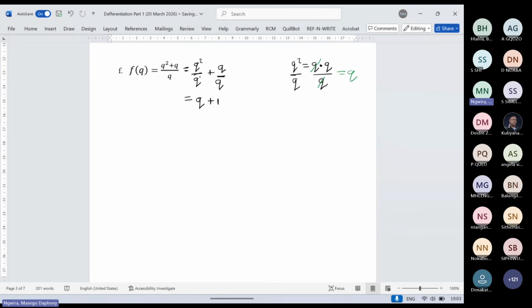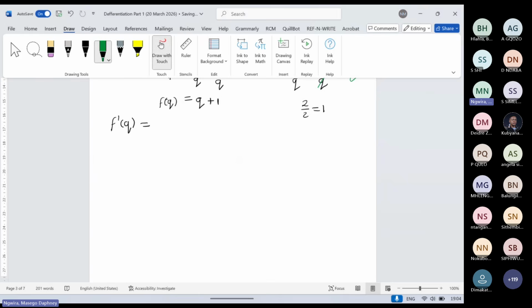And then q divided by q is 1. A number divided by itself is 1. 2 divided by 2 is 1. That's why I have a 1 there. And then now I have a function. This is my function. F of q is equal to q plus 1. Now I can differentiate. When we differentiate, I said we need the powers. We have the power. So it's equal to, we start with this one. There's a 1 there.